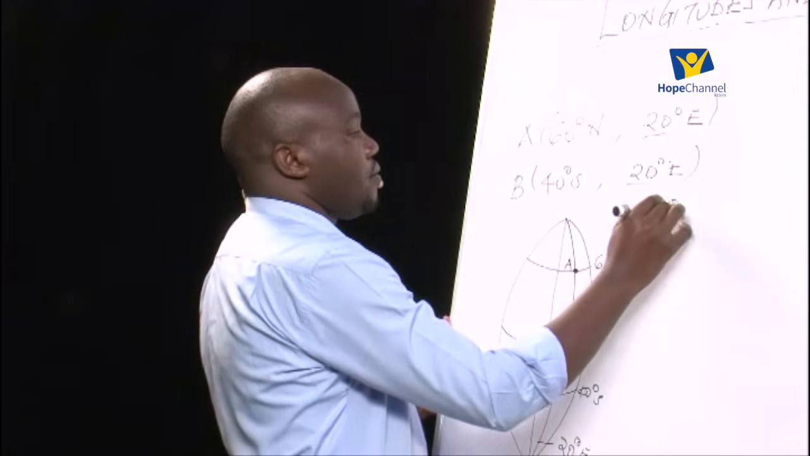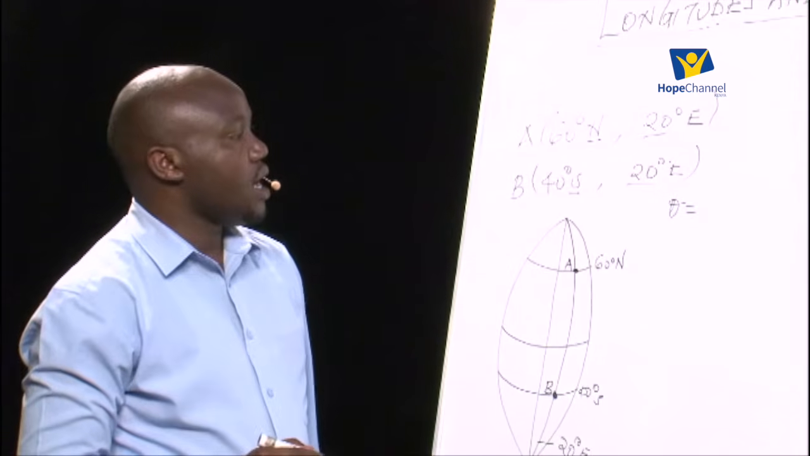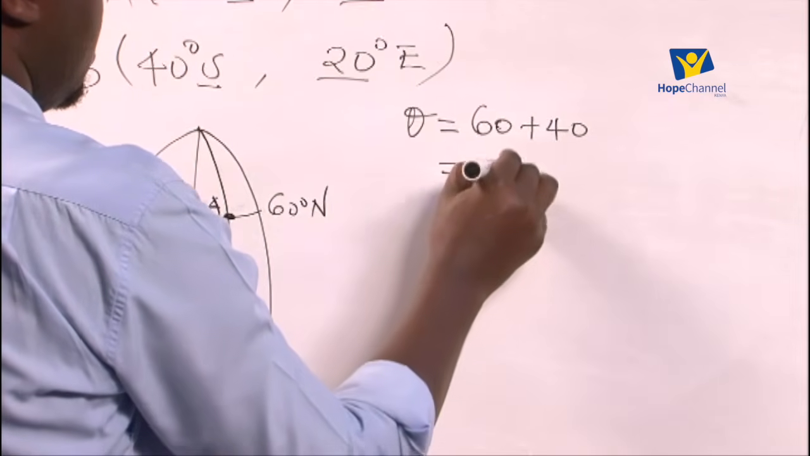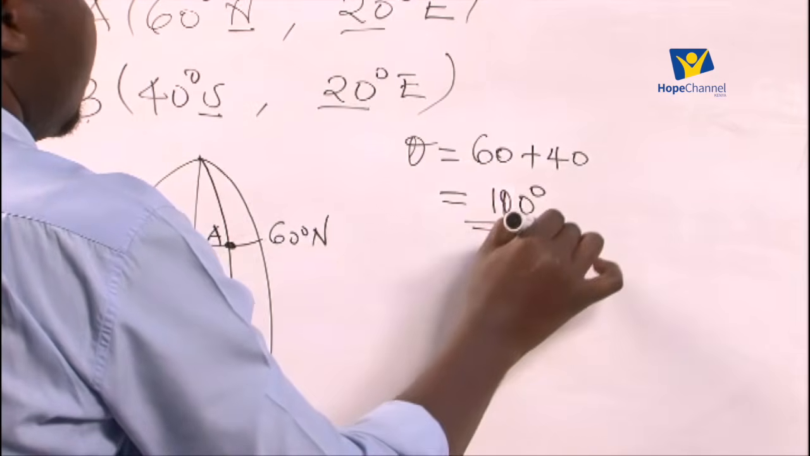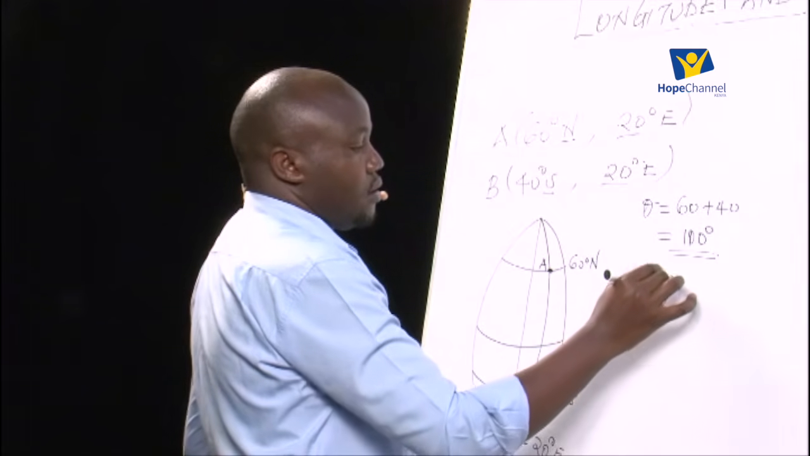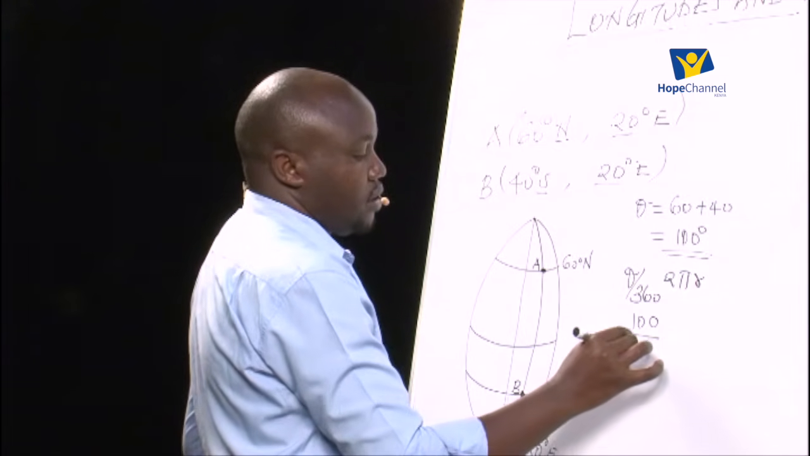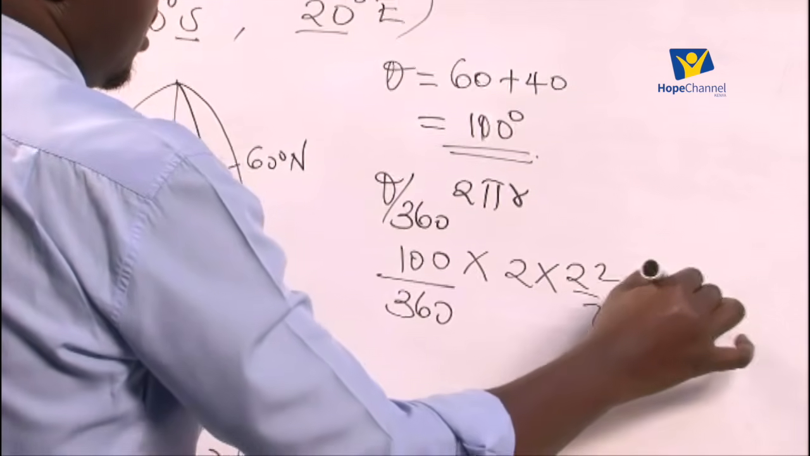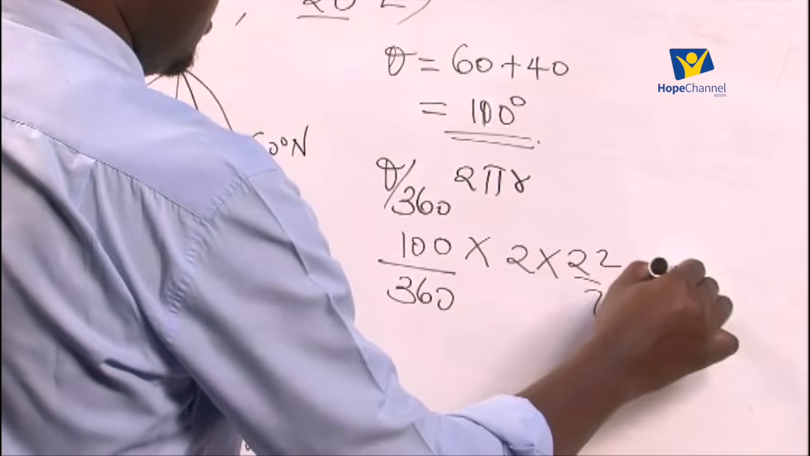So my theta will be what? Now this is north and this is south, different sides. We add. So I'm going to have 60 plus 40, giving me 100 degrees. So that will be my theta. My formula is theta over 360 times 2 pi r, which is now 100 over 360 multiplied by 2 multiplied by 22 over 7 multiplied by 910. I've not divided that, so the radius of the Earth is 6370.